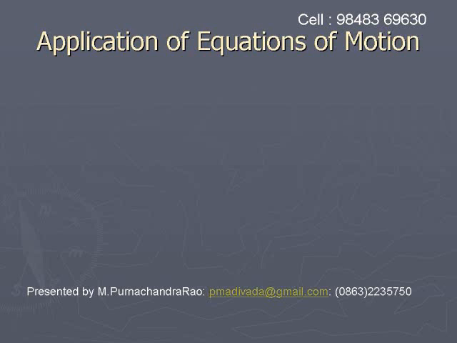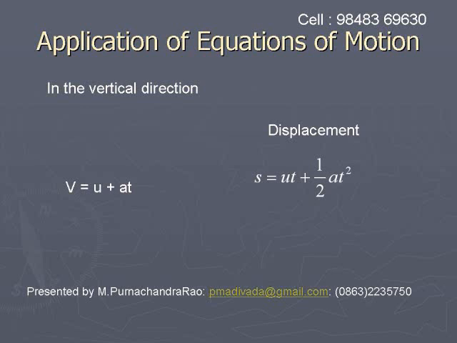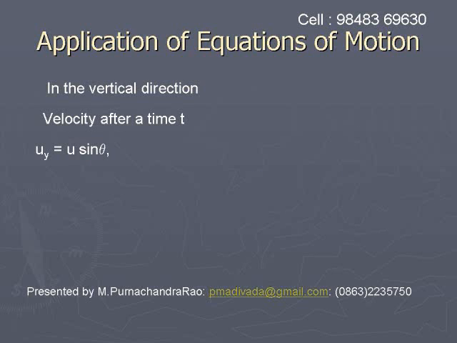Application of equations of motion. Let us apply the kinematic equations of motion in the vertical direction. In the vertical direction, let us take the relations v is equal to u plus at and s is equal to ut plus half at square. In the vertical direction, initial velocity uy is equal to u sin theta. Acceleration a is equal to minus g. And let us say displacement in time t is equal to y. So s is equal to y when t is equal to t. And v is equal to vy when t is equal to t.